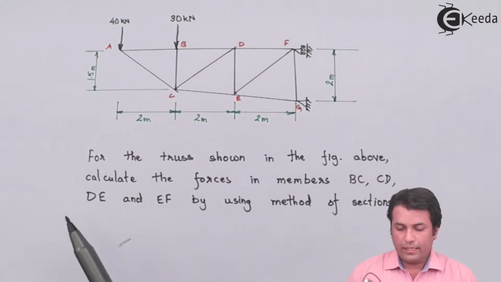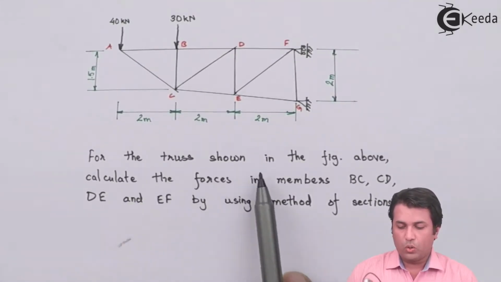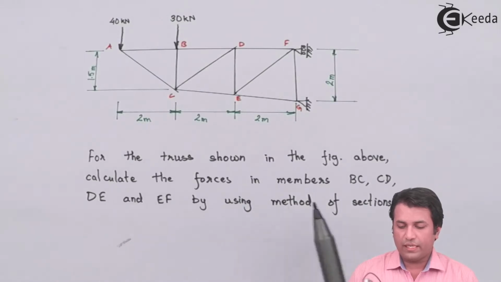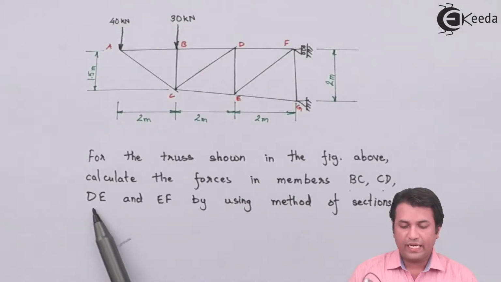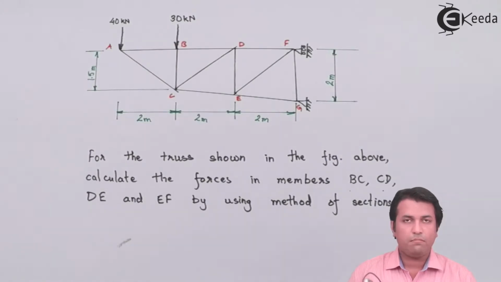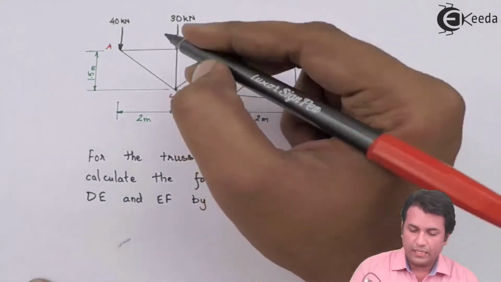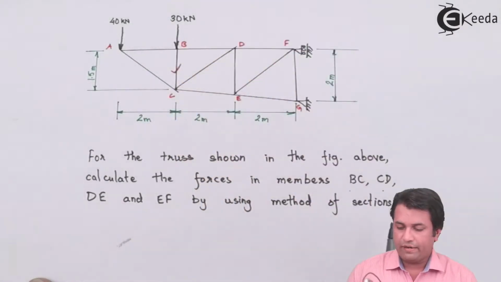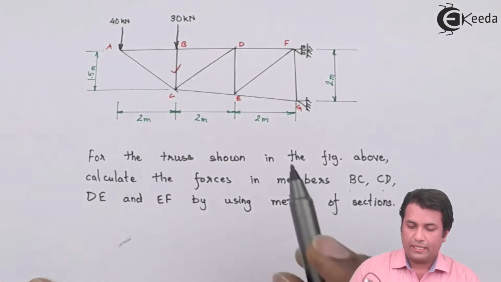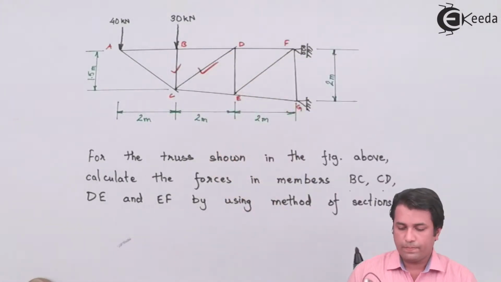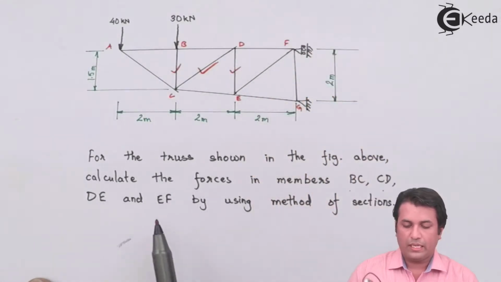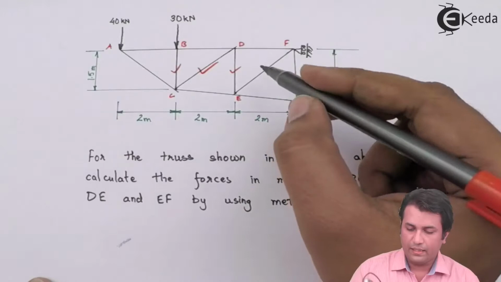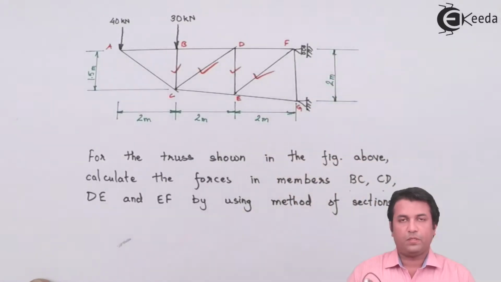Now, it states that for the truss shown, we have to find forces in the members BC, CD, DE and EF by using method of sections. I'll just mark it for you. BC is this member. Then we have CD, that is this member over here. DE, that happens to be this member, and EF, that is this member.